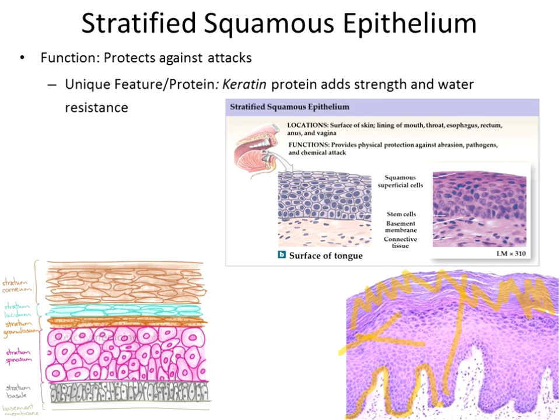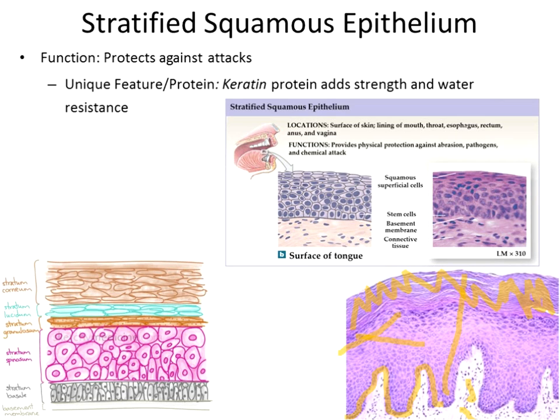All right, so cells are touching, avascular, so all the blood vessels are in this region, in the connective tissue and the basement membrane underneath. And so as the cells move further away from the basement membrane, they die and they are more likely to then be sloughed off.